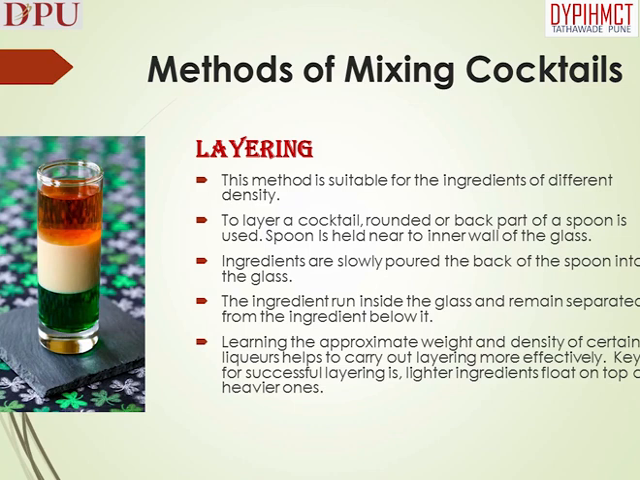Layering. This method is suitable for ingredients of different densities. To layer a cocktail, the rounded, or back part of the spoon is used. The spoon is held near the inner wall of the glass. Ingredients are slowly poured over the back of the spoon into the glass.